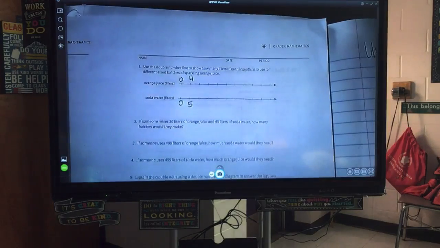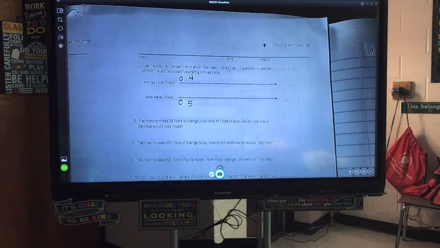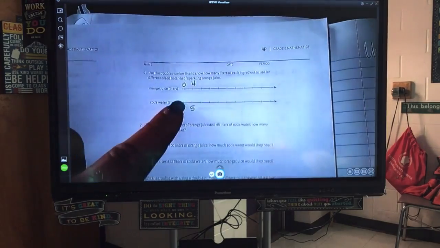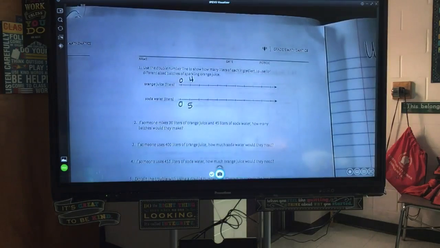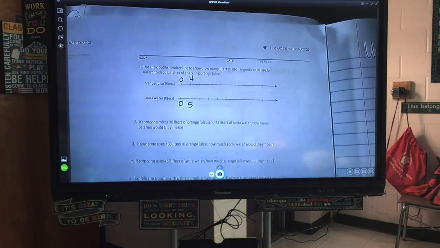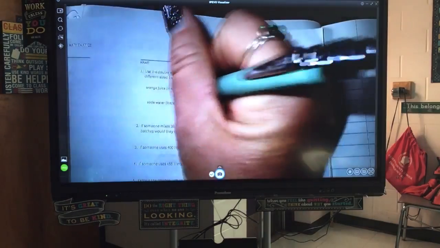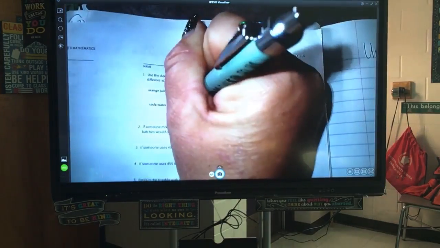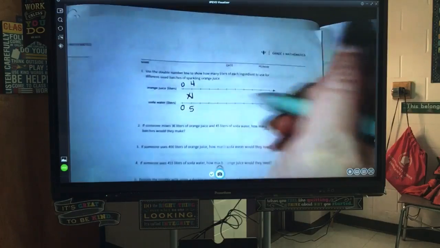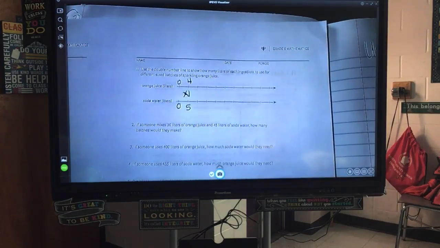Alright. So at this point, what number goes in the middle? How many batches is 4 liters of orange juice to 5 liters of soda water? How many batches is that? It's 1. So we know we multiply by 1. I want you to fill in the rest of the number lines. Okay, you can work with your partners or you can do it on your own. When you are done, stand up for me.